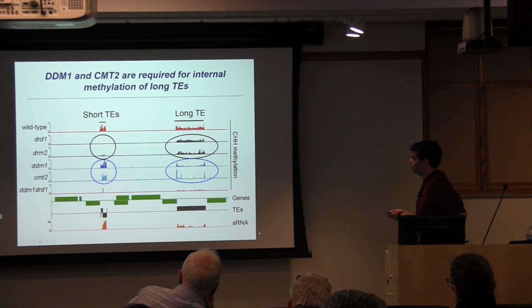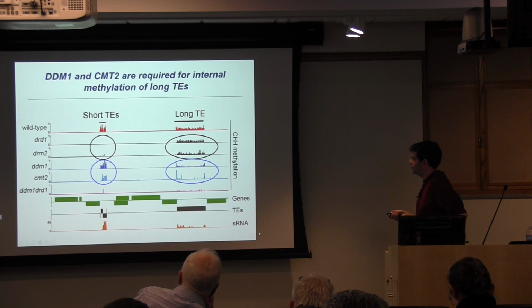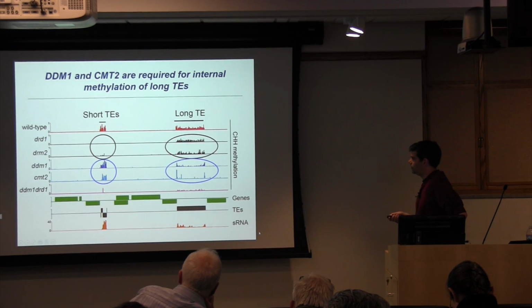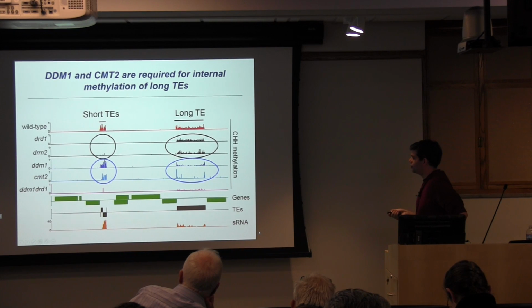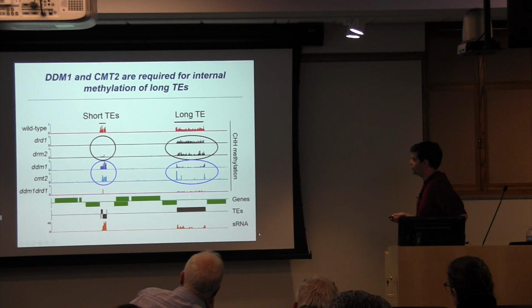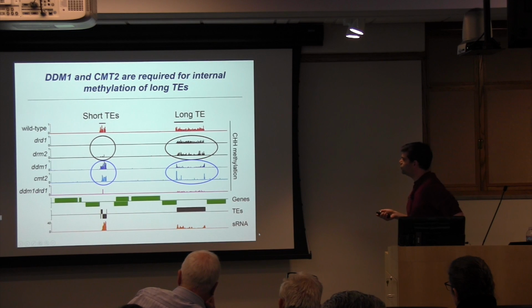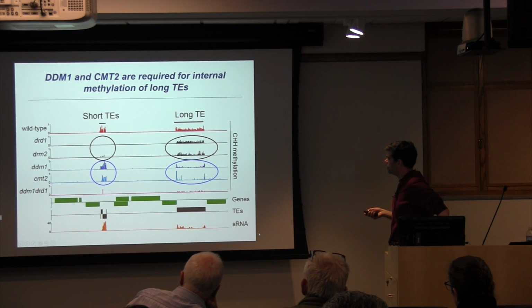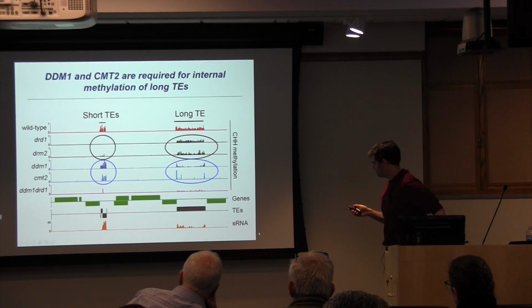But the middle is gone. And in the double mutants, all the methylation basically is gone. And these remnants of methylation here correlate with the small RNAs. So this pathway is driven by small RNAs, and in the absence of DDM1 and CMT2, the little bits of remaining methylation are catalyzed by RDDM through the small RNAs.